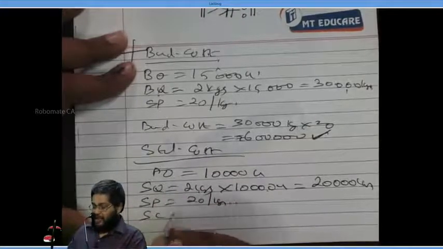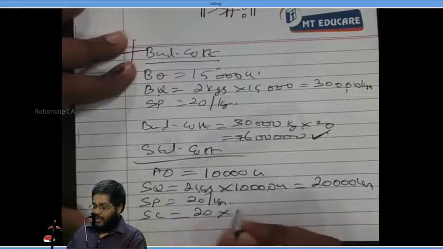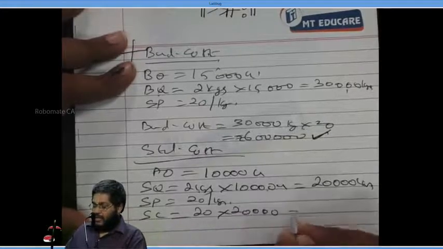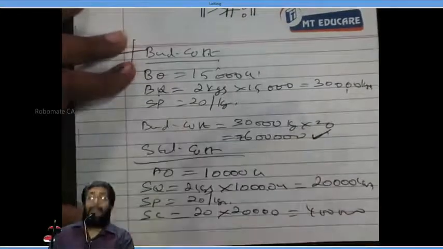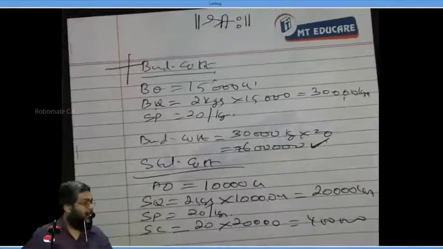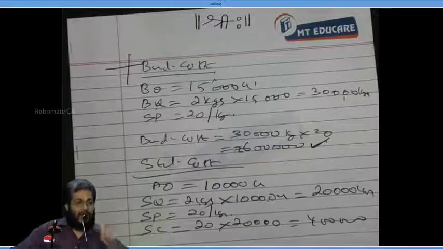When somebody asks you to find out standard cost, it is 20 into what? 20,000. That gives how much here? 4 lakhs. In other words, for my 10,000 units, I am allowed to spend how much? 4 lakh. I spend how much? 4 lakh 50. Hence 1 lakh 50 adverse variance.